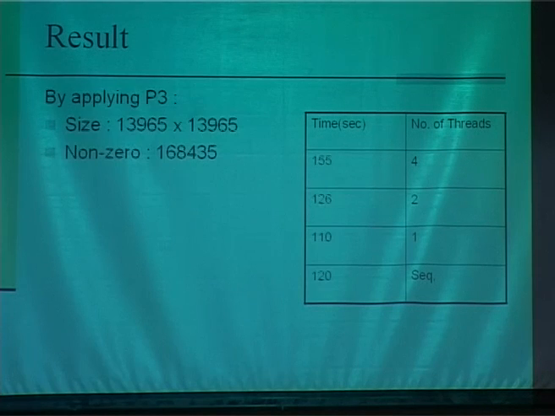This is for around 14,000 cross 14,000, where the time was 150. Why is the number 13,965? Because I found it on the site, and I can't change even this number. It is around 14,000 cross 14,000.